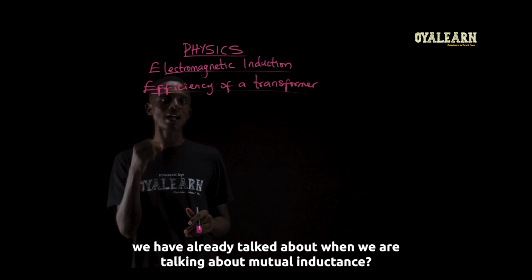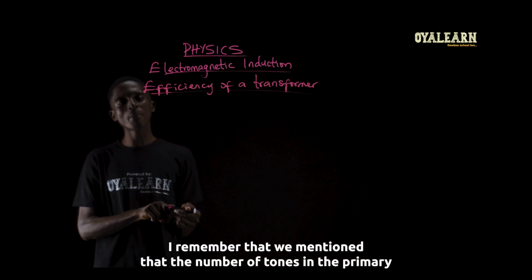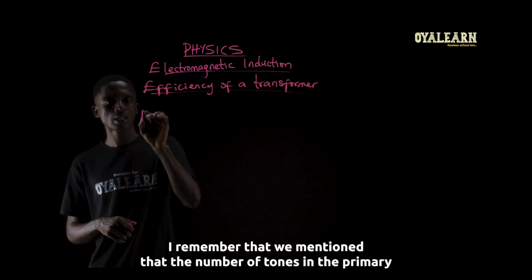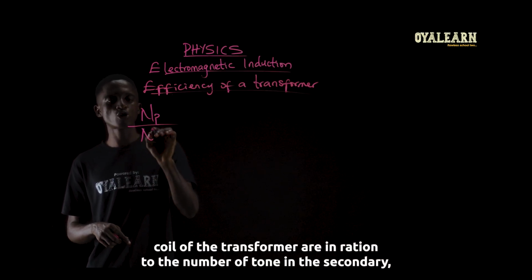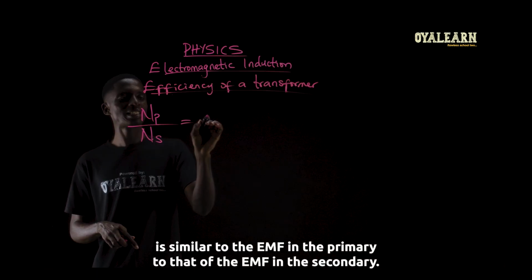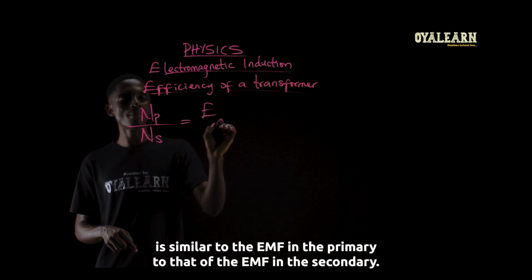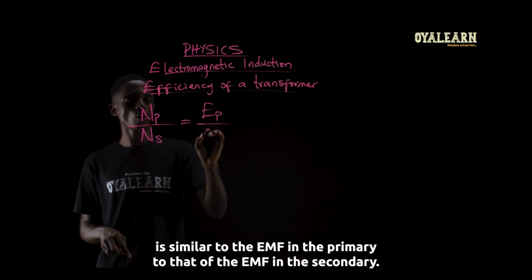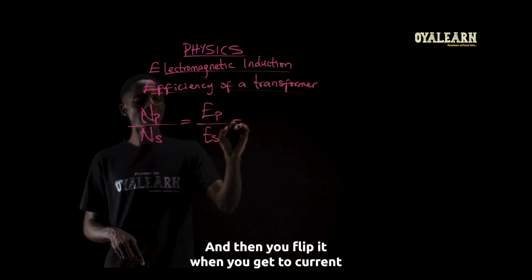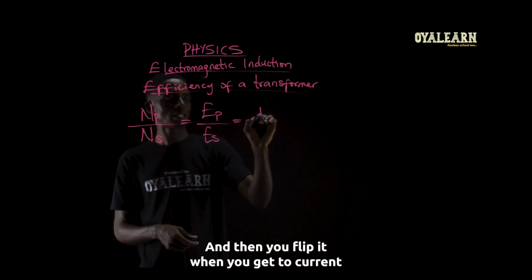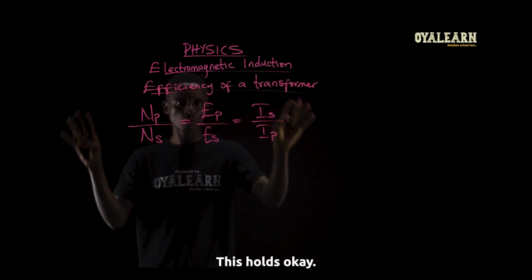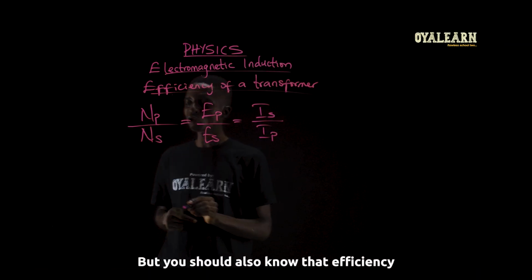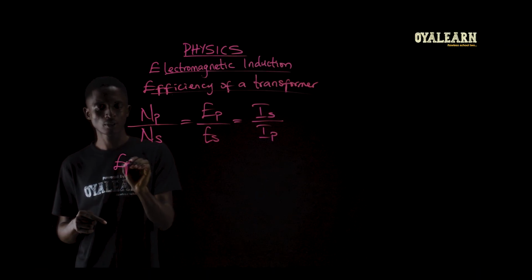But just before we get there, let us recall one of the equations we have already talked about when we were talking about mutual inductance. I remember that we mentioned that the number of turns in the primary coil of a transformer in ratio to the number of turns in the secondary is similar to the EMF in the primary to that of the EMF in the secondary, and then you flip it when you get to current in the secondary to current in the primary. This holds.